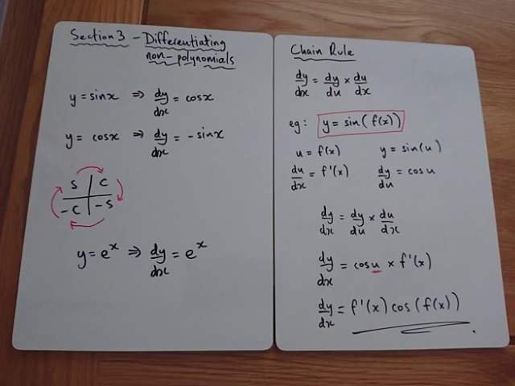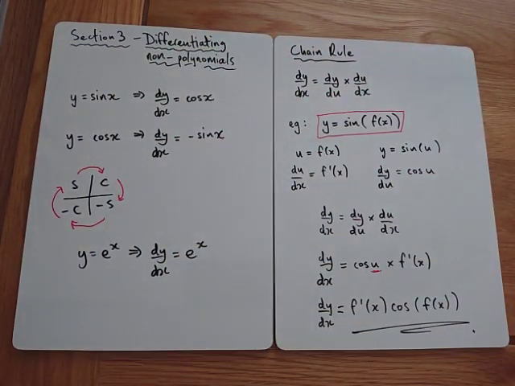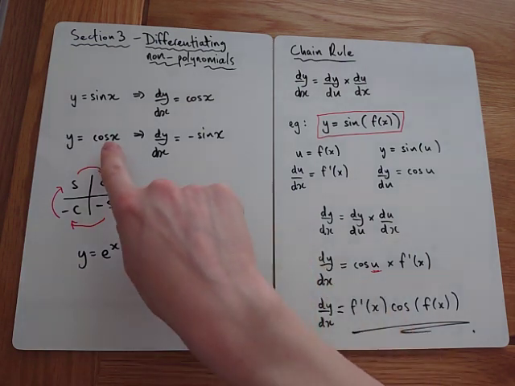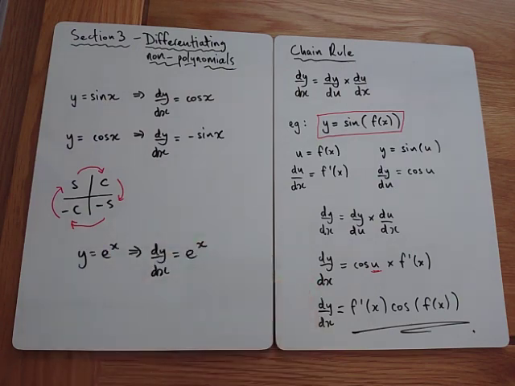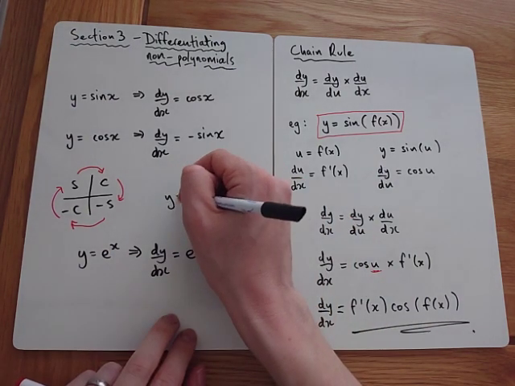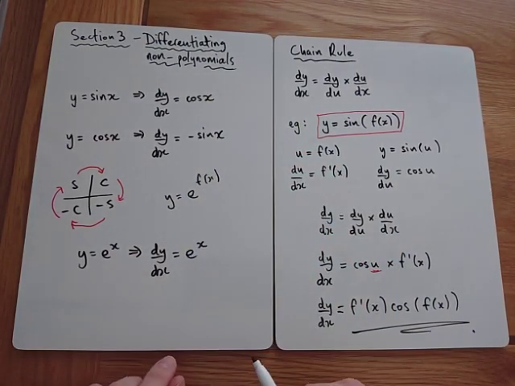So there are loads of different shortcuts for differentiating sine, cos, e to the x, and some other functions which we'll look at in a second. Maybe I won't show you all of them because it'll take too long. So if you want, pause the video now and see if you can get a similar rule for cos and a similar rule for e to any function of x. So if I said y is equal to e to the power of a general function, what would the derivative look like? Have a go with that.